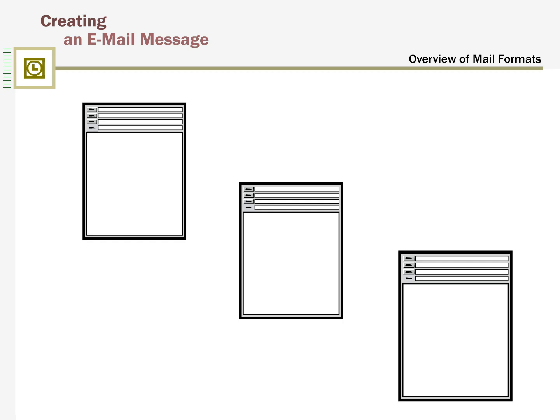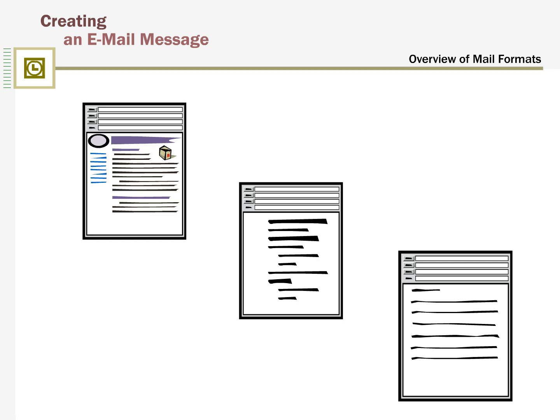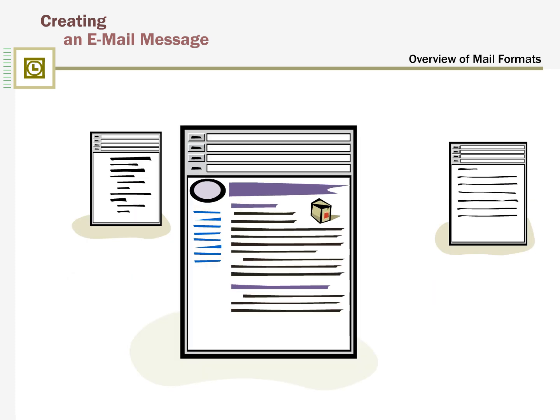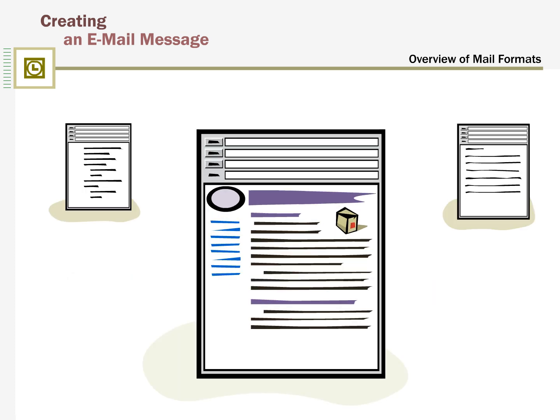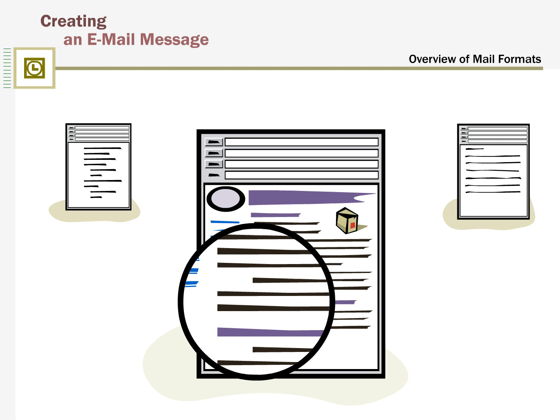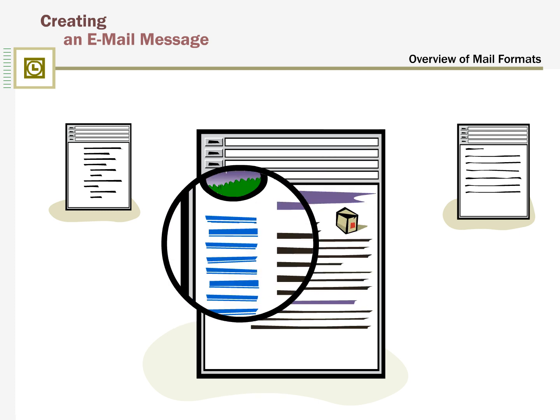Overview of mail formats. Using Outlook, you can send and receive messages in three mail formats: HTML, Outlook Rich Text Format, and Plain Text. The default format in Outlook is HTML. HTML messages can contain formatted fonts and paragraphs, images, and hyperlinks.